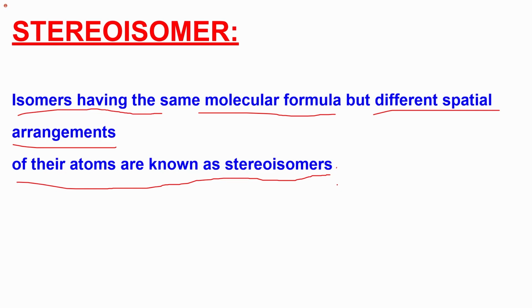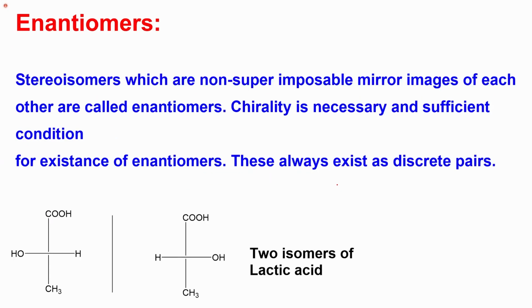Maybe from the definition you are not understanding, because the isomers have the same molecular formula but different spatial arrangement of their atoms and are known as stereoisomers. I'll go to the example. So we have discussed some examples: enantiomer, diastereomer, and identical isomer. But we never actually spelled out what an enantiomer is, how they look, and why we call it an enantiomer.